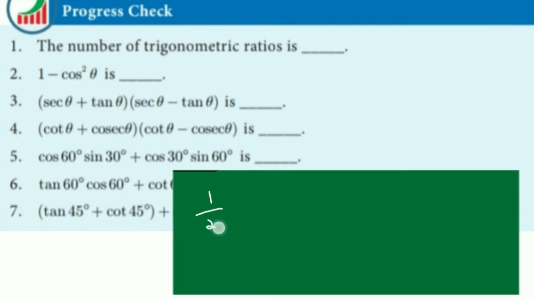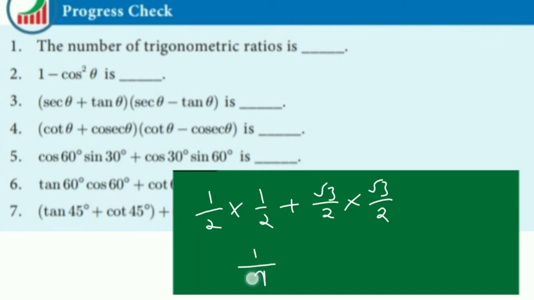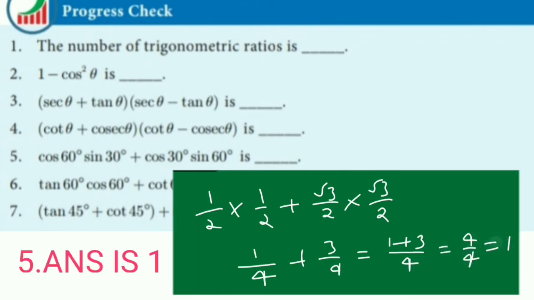Fifth bit, cos 60 is equal to 1 by 2. Tan 30 is 1 by root 3. Cos 30 degrees is root 3 by 2. Sin 60 degrees is root 3 by 2. Numerator into numerator, 1 into 1 is 1, 2 into 2 is 4, plus, as it is, root 3 into root 3 is 3, 2 into 2 is 4. LCM is 4, so 1 plus 3 by 4, it is 4 by 4 is equal to 1. So fifth answer is 1.